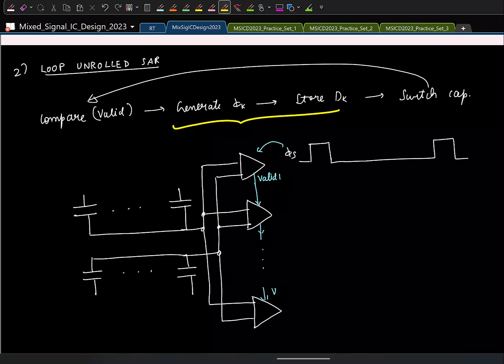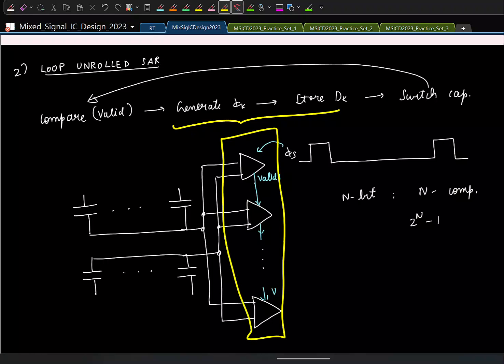So in all these time-interleaved SAR ADCs for gigasamples per second applications, we usually do it in this loop-unrolled manner. So here for an n-bit SAR, how many comparators do I need? N comparators. If I were to have it as a flash ADC, how many comparators would I have needed? 2 power n minus 1. So it's definitely much better. Right? But now I am using more than one comparator, that is, I have a total of n comparators here. So do you foresee any other issue if I have multiple comparators?